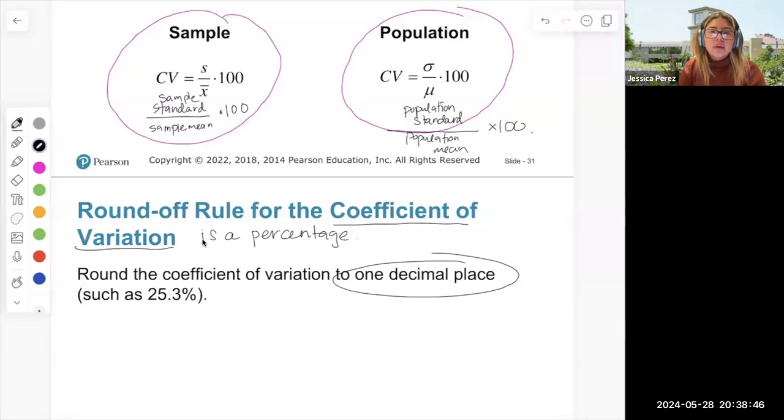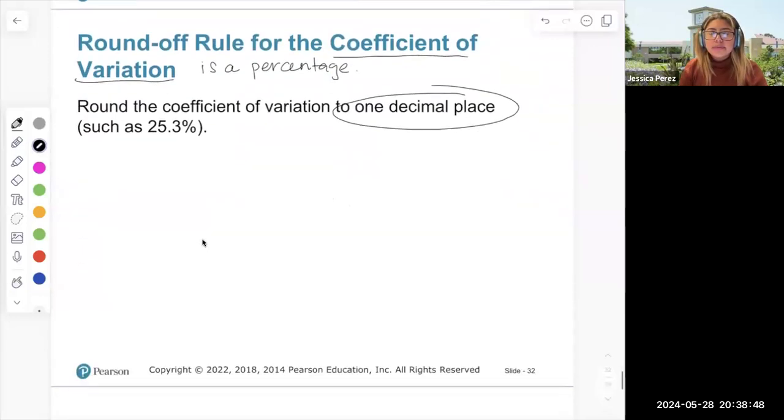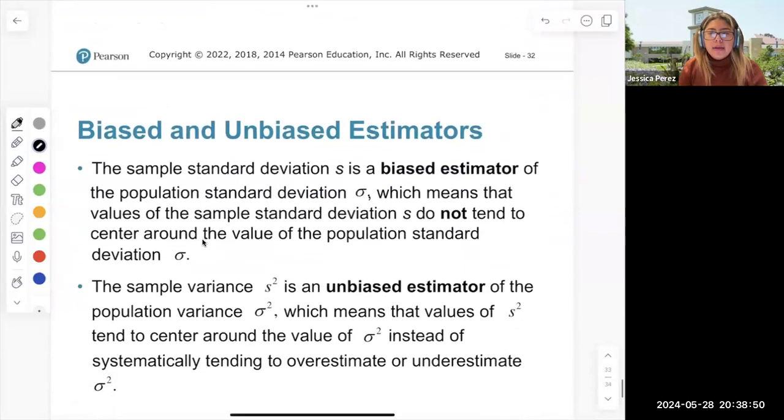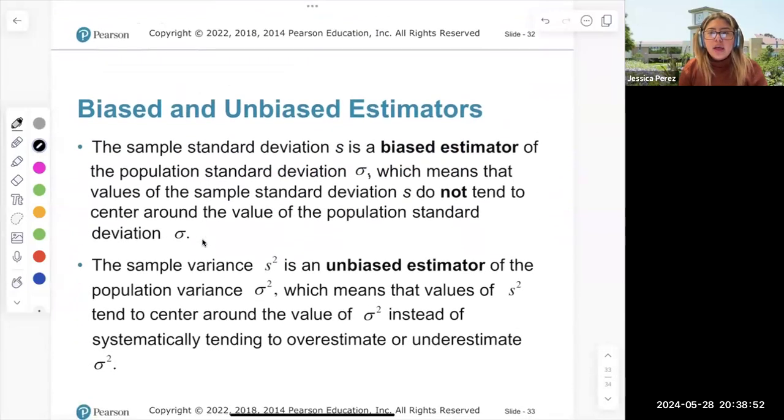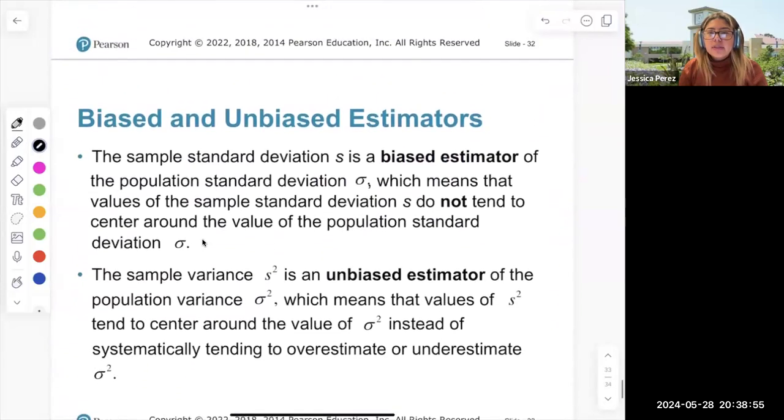Let's write this down. So these are some formulas. And we'll just finish off these slides with the example of biased and unbiased. And we've talked about this.